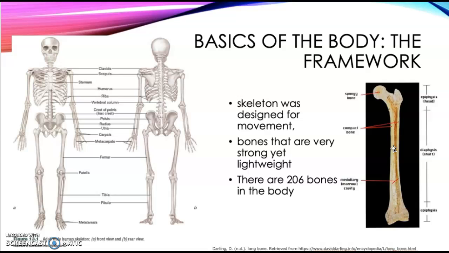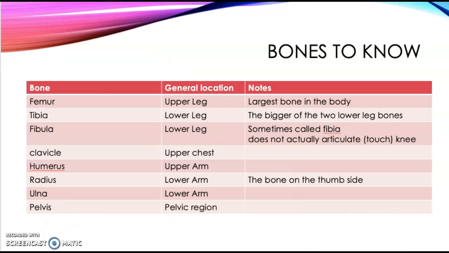There are 206 bones in the human body. Yes, you heard me correctly, 206. The good news is you don't need to memorize all 206 for this class. Now, for anatomy, you probably will have to, or at least the majority of them. But for this class, I have listed some common bones.